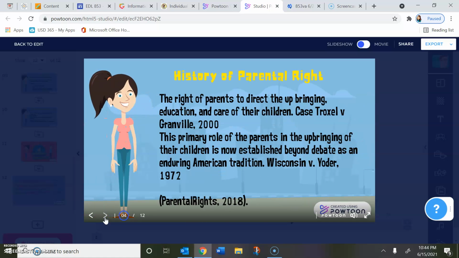Some history of some case studies that dealt with parental rights. First was the case of Troxel versus Granville in 2000, on the right of parents to direct the upbringing, education, and care of their children. The second one was Wisconsin versus Yoder in 1972. This primary role of parents in the upbringing of their children is now established beyond debate as an enduring American tradition.